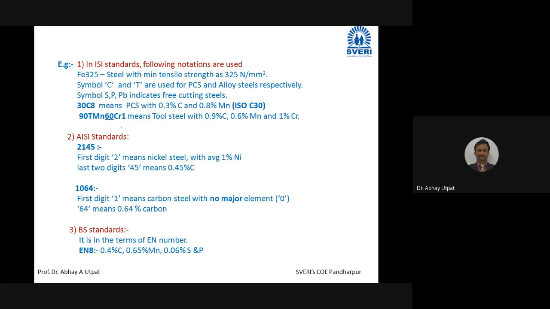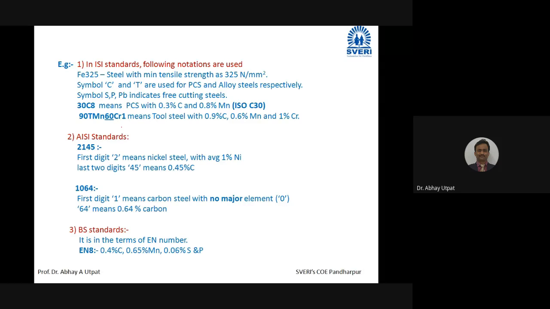60 divided by 10 becomes 6. But this still doesn't have 6% manganese. It has only 0.6% manganese. So how to differentiate? As per guidelines, if you underline any of the figures, it is 100 times the actual. So 0.6 times 100 becomes 60. That's why the underline is given.